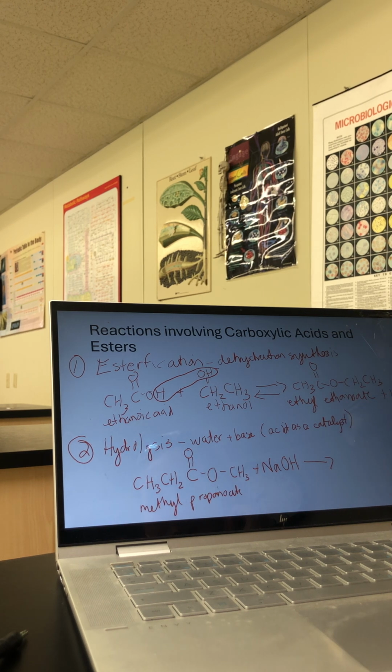Sodium, oxygen, and hydrogen: the sodium and the OH bond is going to break. So where do you think the sodium is going to go? The sodium is actually going to replace the methyl group. So the sodium is going to attach to that single O and basically replaces the methyl group and becomes part of the new molecule. Okay, so I will draw that here.